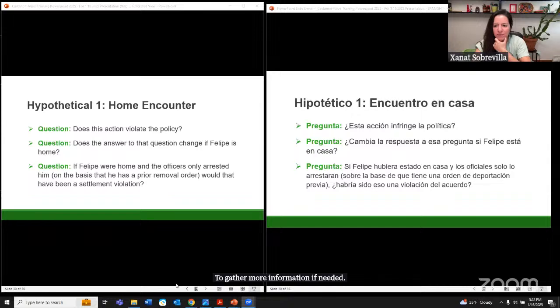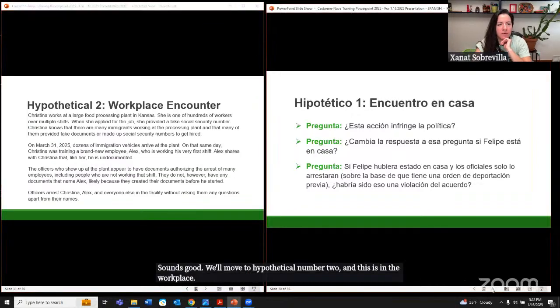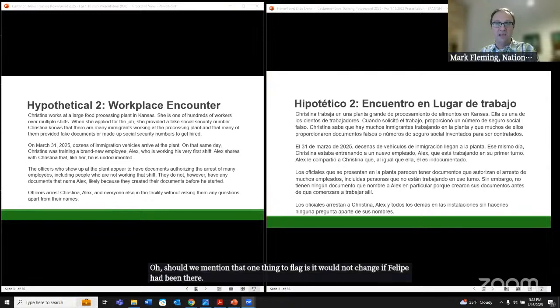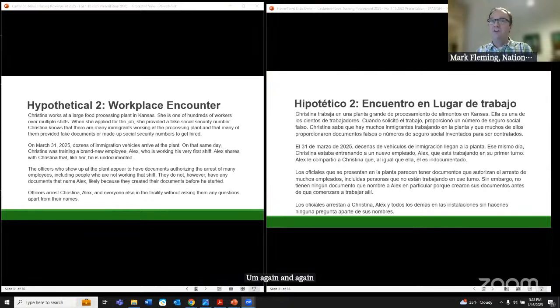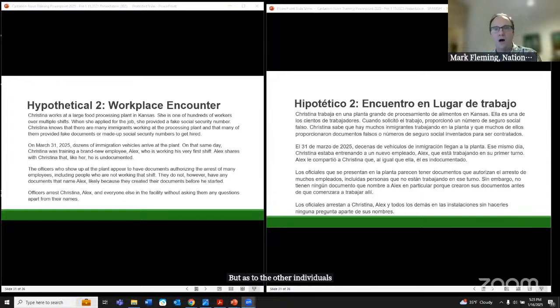Sounds good. We'll move to hypothetical number 2, and this is in the workplace. One thing to flag is it would not change if Felipe had been there. If Felipe had a prior removal order, it's entirely possible that for Felipe there was no violation of the policy. But again, they should not have let the officers in the house in the first place. But as to the other individuals, and particularly Juan, it likely was a violation.